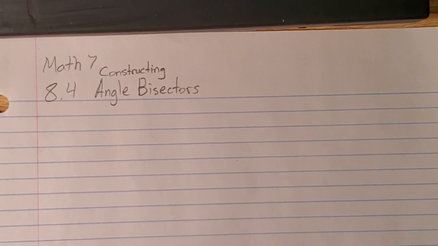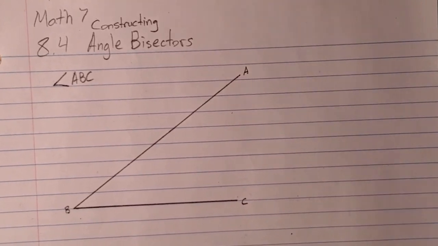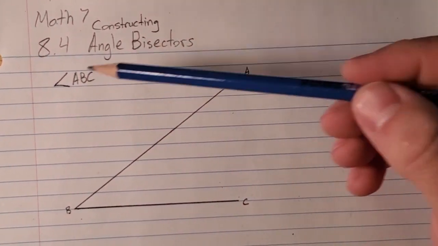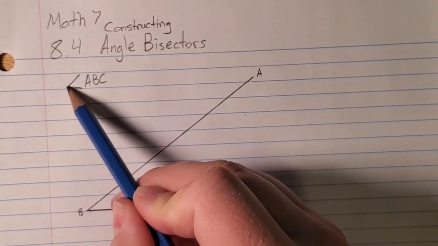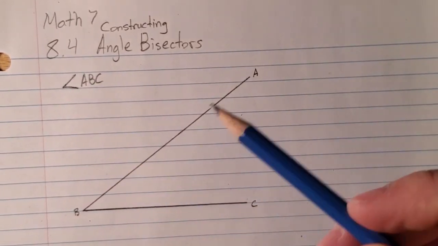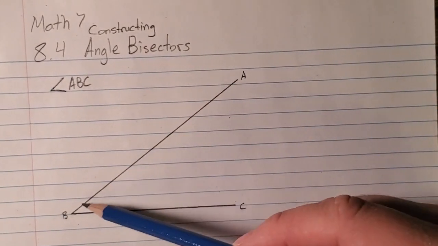Grade 7s, this is Math 7 8.4, Constructing Angle Bisector. All right, so here I've drawn an angle. It's angle ABC. This means angle, it's a symbol. It's kind of like an L, but the top is tilted over, which makes it an acute angle. ABC means A to B to C.